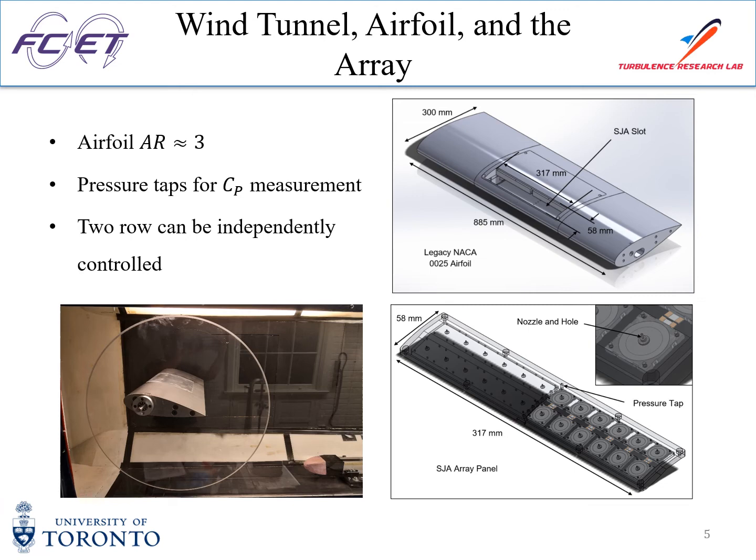The airfoil has 64 pressure taps along its midspan, which allows pressure measurement over the airfoil surface. As we can see at the bottom right, the synthetic jet array has 2 rows, and each row has 12 synthetic jet actuators. The 2 rows can be controlled independently. In the current experiment, only the front row was actuated during the control.